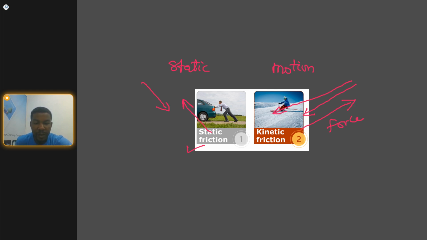All right? I believe that is clear to us. Shall we move to the next one? We have the rolling friction.